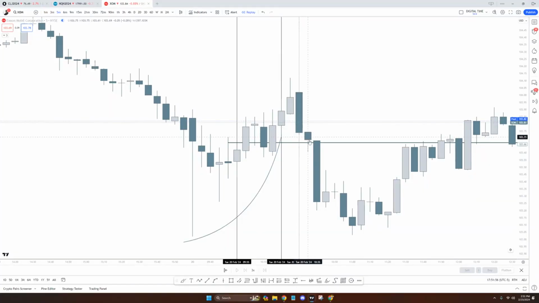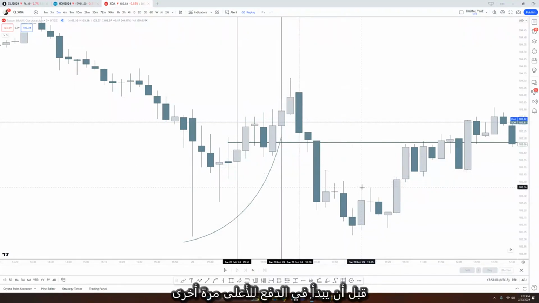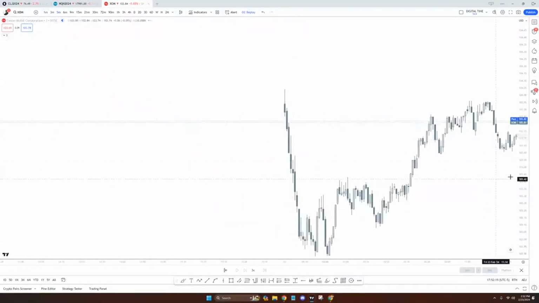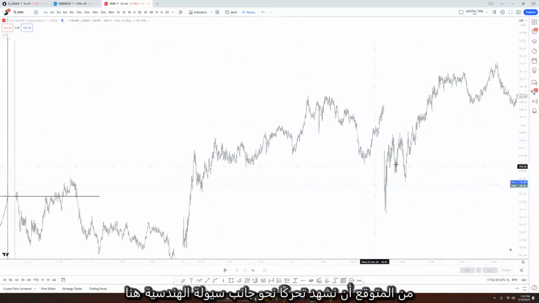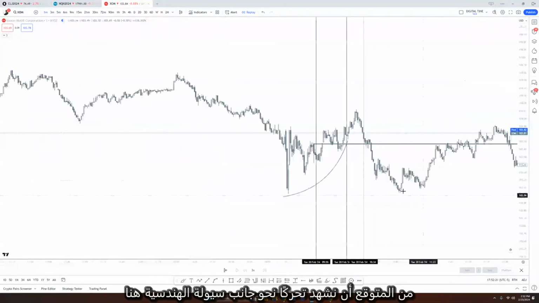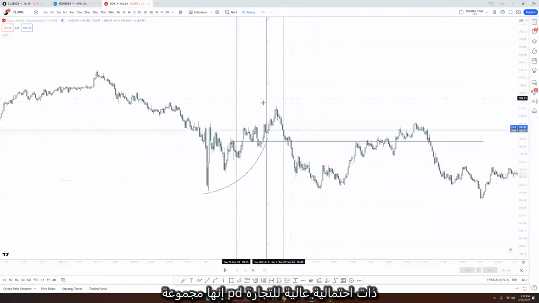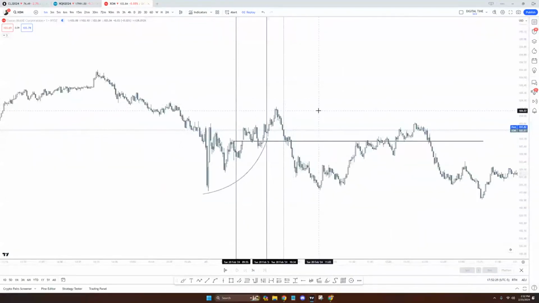So how many candles is this? Right? How many off this high before it starts to push back up? But when it comes to that Judas, you're to expect a move towards that engineered sell side right here. Hits the PD array, high probable trade.